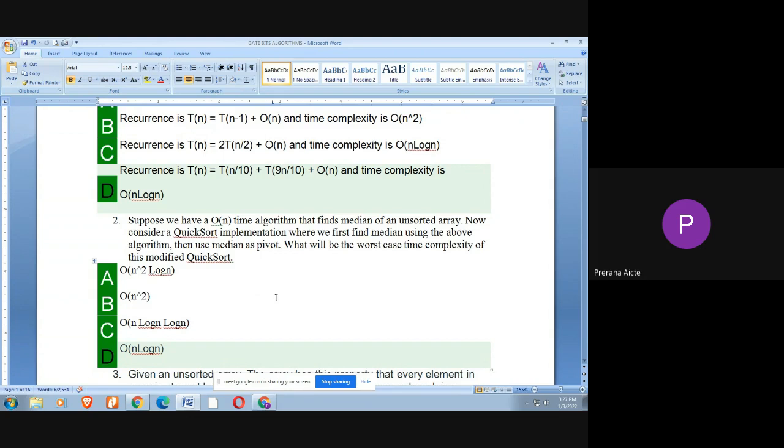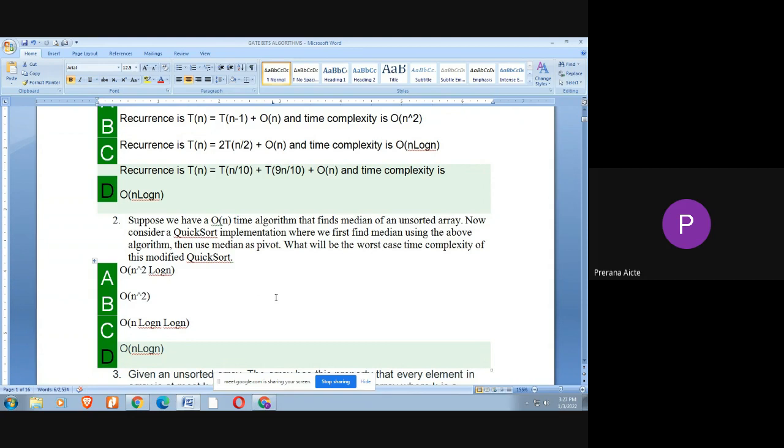So if we use the median as the pivot element, then the recurrence for all the cases becomes T of n equal to 2 into T of n by 2 plus order of n. Whether we find the median as the pivot element or the first element as the pivot element or whatever it may be, here the recurrence relation is going to be T of n equal to 2 into T of n by 2 plus order of n.